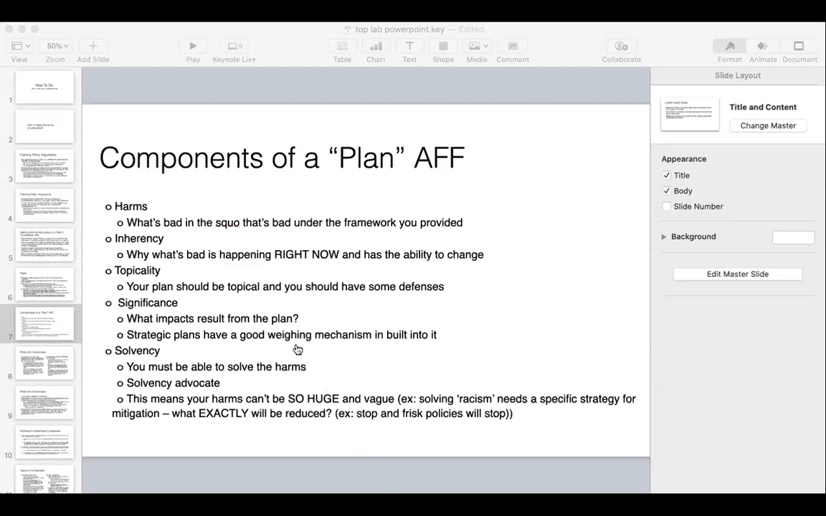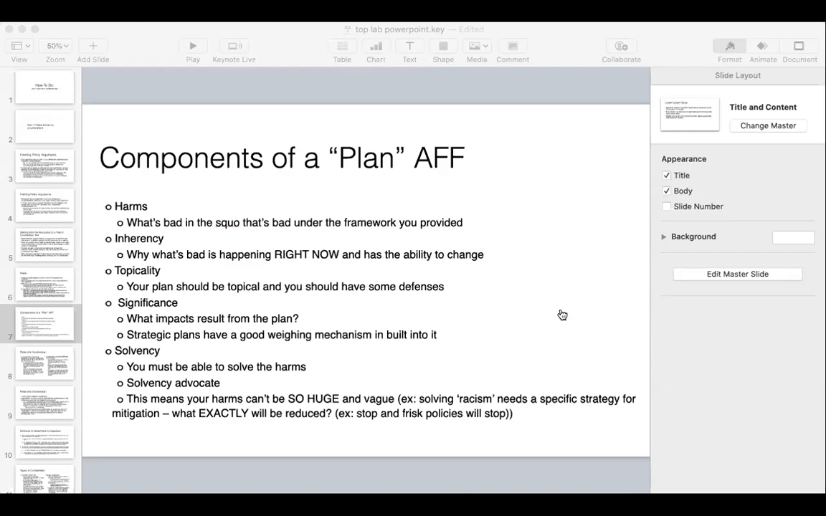Okay, yeah, so that's unrelated to solvency advocate. They're two separate bullets. The third point is just a point about solvency. Basically, I can't just have some random giant impact, like, let's say I say that I'm going to prevent the next alien invasion or something like that. That would be such a huge and vague impact that I wouldn't necessarily be able to prove that I resolve with my plan. So you have to make sure that you have solvency specific to what your plan does, because it gives your plan more legitimacy.